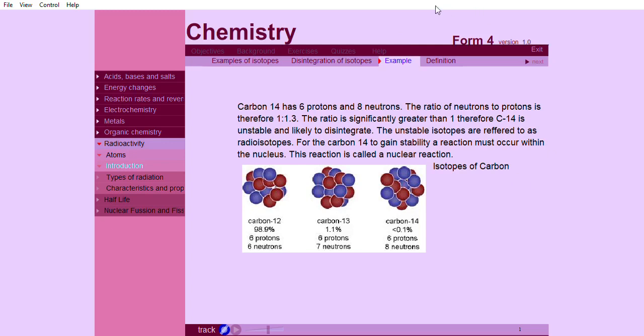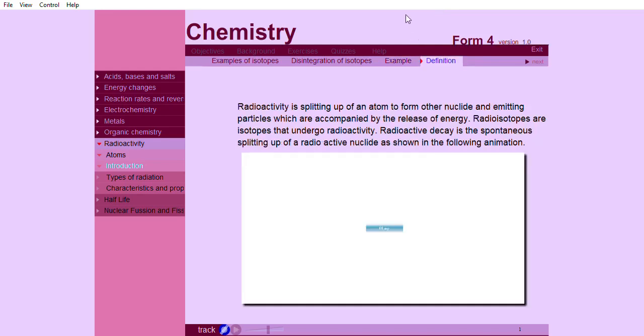For the carbon-14 to gain stability, a reaction must occur within the nucleus. This reaction is called a nuclear reaction. Radioactivity is the splitting up of an atom to form other nuclides and emitting particles, which are accompanied by the release of energy. Radioisotopes are isotopes that undergo radioactivity. Radioactive decay is the spontaneous splitting up of a radioactive nuclide as shown in the following animation.